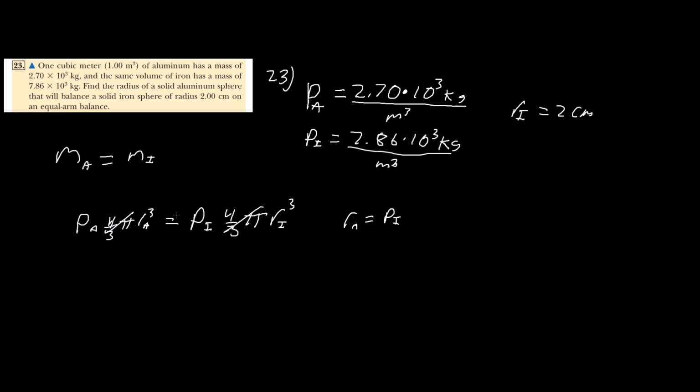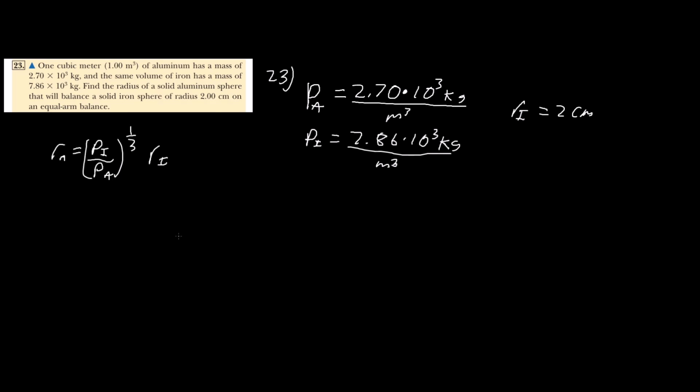Anyways, we're going to solve for the radius of the aluminum, which is going to be the density of the iron divided by the density of the aluminum, all to the 1/3 power, multiplied by the radius of the iron. So that's really the formula I set up for you guys, which we're just going to copy and paste on the other one. All right, let's solve this.